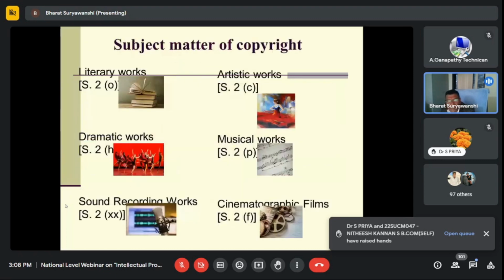For example, if you're writing books, novels, stories, poems, or an autobiography, you can get registered under literary works. If you're doing artistic work, under section 2C, you can get it registered. Dramatic works under section 2H, musical works under section 2P, sound recordings under section 2XX, cinematograph films under section 2H. So each kind of work gets registered in copyright.